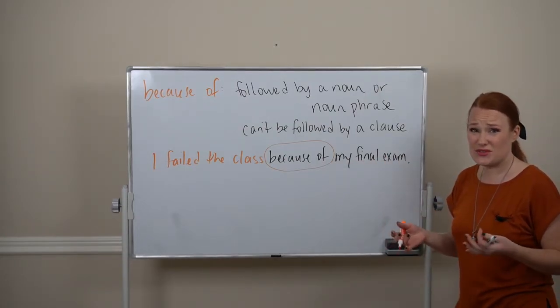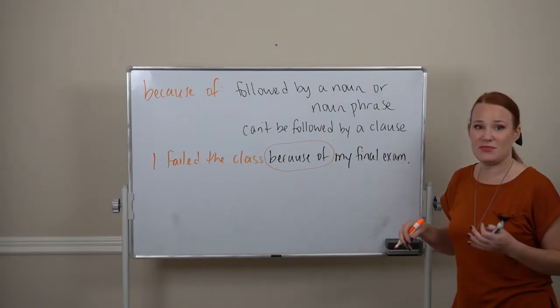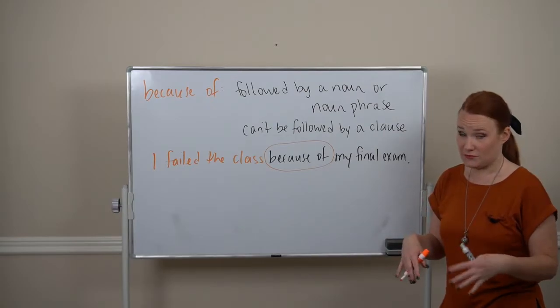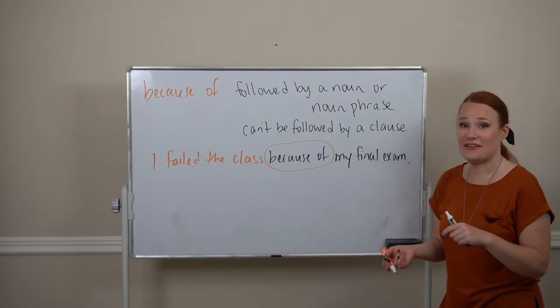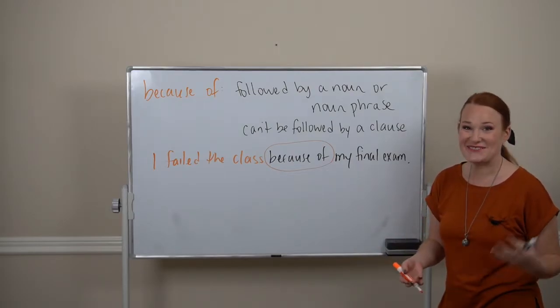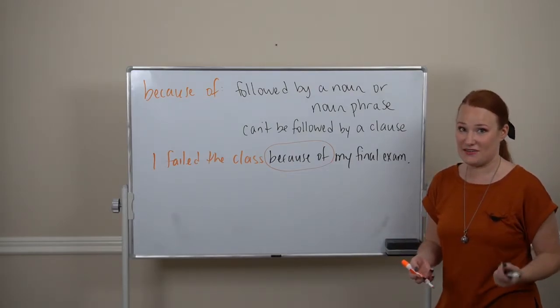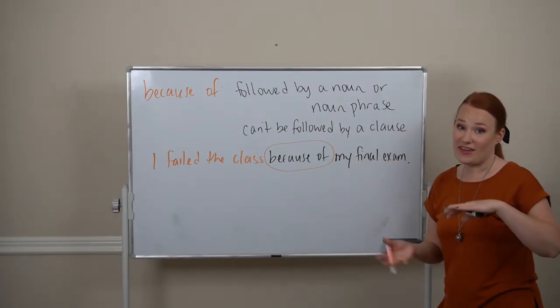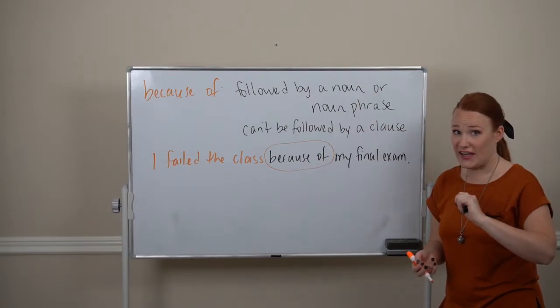So some students want to say, I failed the class because of I didn't take the final exam, and that's no good. Or they'll say, I failed the class because my final exam. That's no good. With because, you need a subject and a verb. So they're used to express similar ideas, but they have different constructions. So keep that in mind.